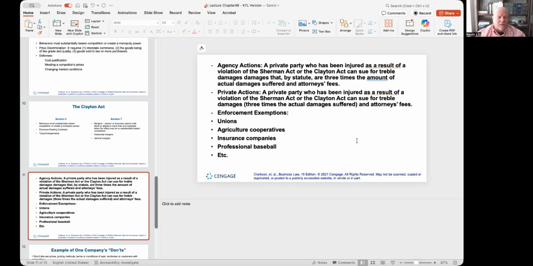Agricultural cooperatives, for example, a lot of grain farmers will sell to the same mill, and it'll be such and such co-op. Same thing with dairy farmers. They'll sell all their milk to the same co-op, and they're exempt from being prosecuted for these antitrust activities. Insurance companies, I think we all know that based on the insurance we pay on our homes and cars, and professional baseball, believe it or not.